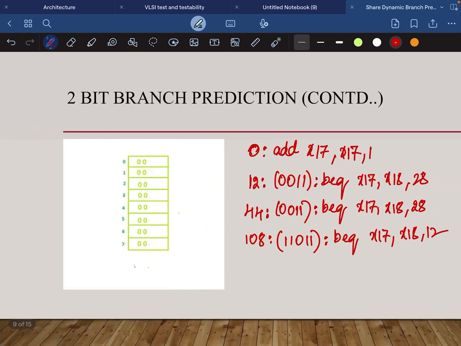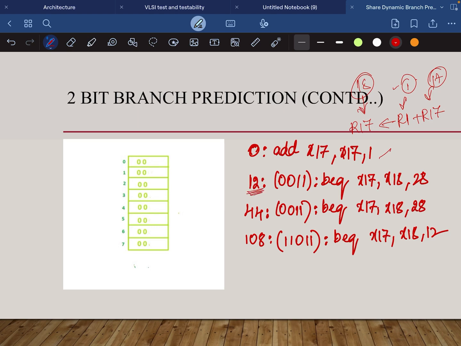Let us see an example of this 2-bit prediction scheme. Let us say at address 0, there is an instruction add x17, x17, 1. This indicates that the value in register R1 has to be added to the value in register R17, and it is stored again in R17. Let us assume that R1 has a value of 1 and R17 has a value of 17. These two are added and the value 18 is stored in R17. Let us suppose this is the first instruction.